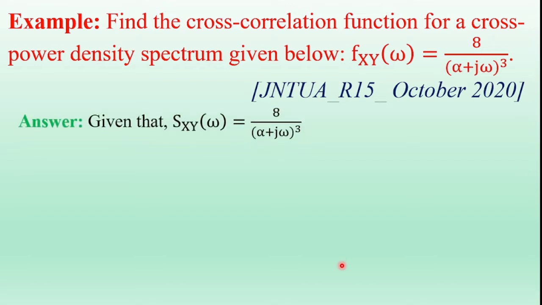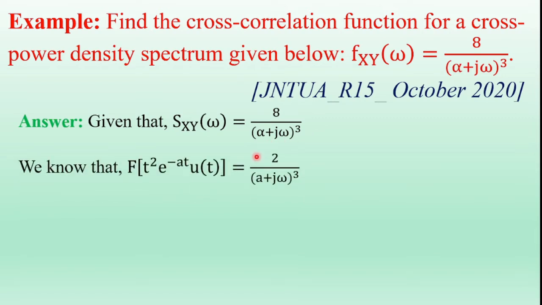Coming to the solution, given that the cross power density spectrum Sxy of omega is equal to 8 by (alpha plus j omega) whole cube. Now here, there is a spelling mistake. This is Sxy of omega. So we know that the Fourier transform of t square e power minus a t u of t is 2 by (a plus j omega) whole cube.